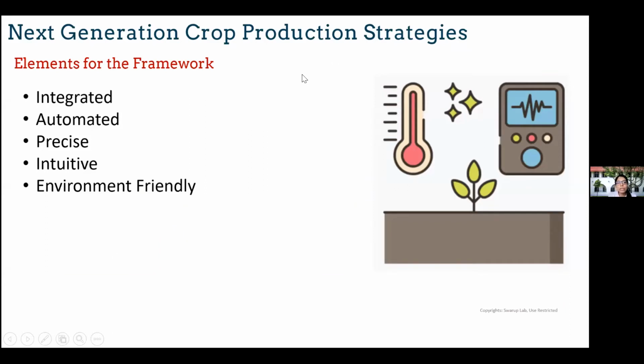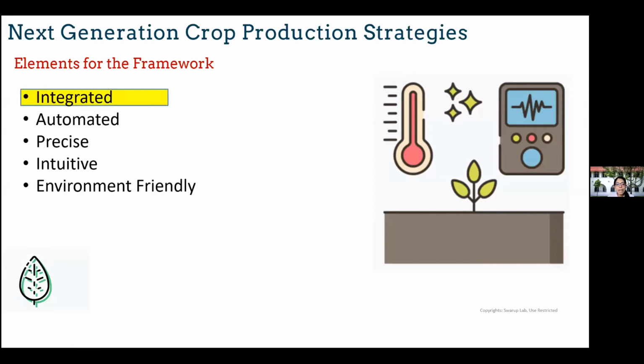One of the important things here is to integrate different disciplines and to cross-fertilize different ideas and perspectives coming from different sciences, and also to have automation, which I've already indicated in my past slide. Precise: we want our plants to become smart, to sense what's coming and going in and around them. That's the level we are talking about. Also intuitive, which again comes as smart farming. And of course, not to forget, environment friendly.